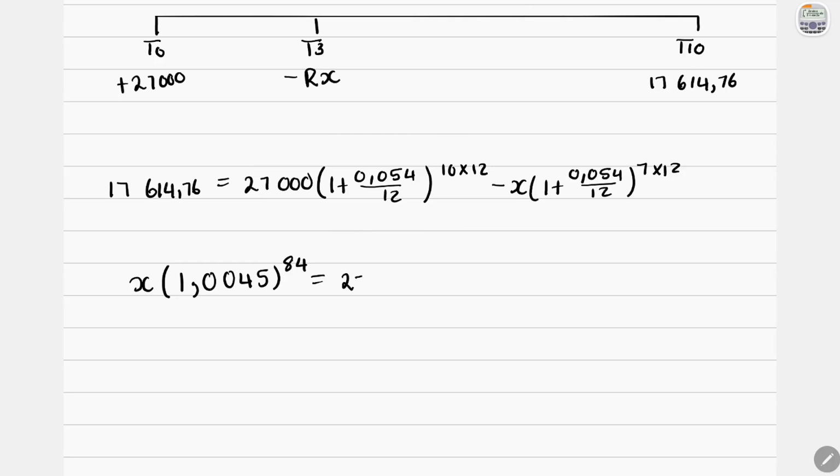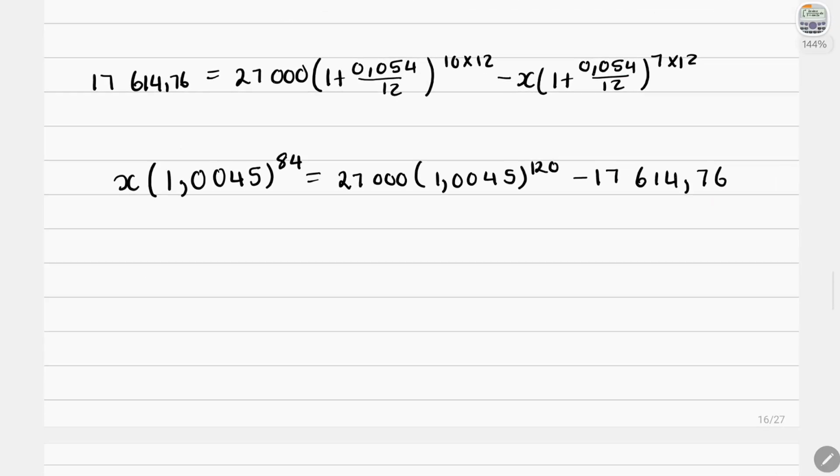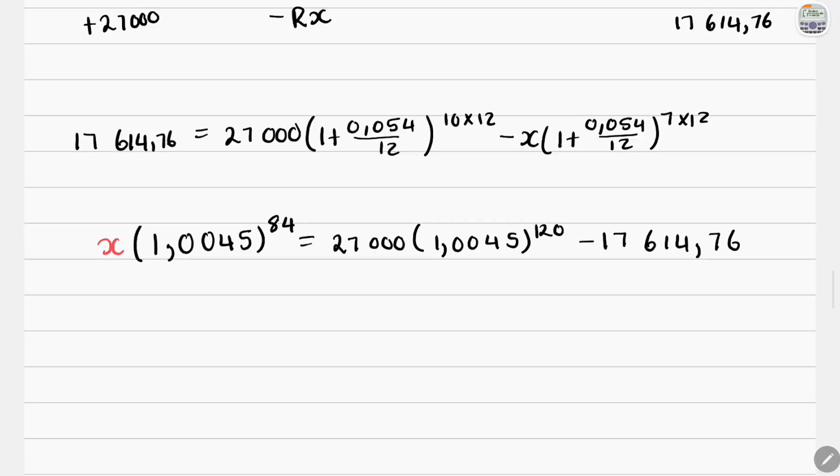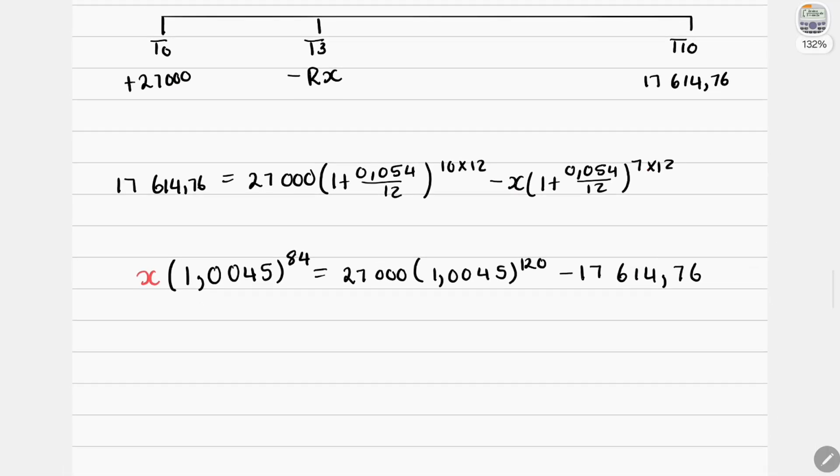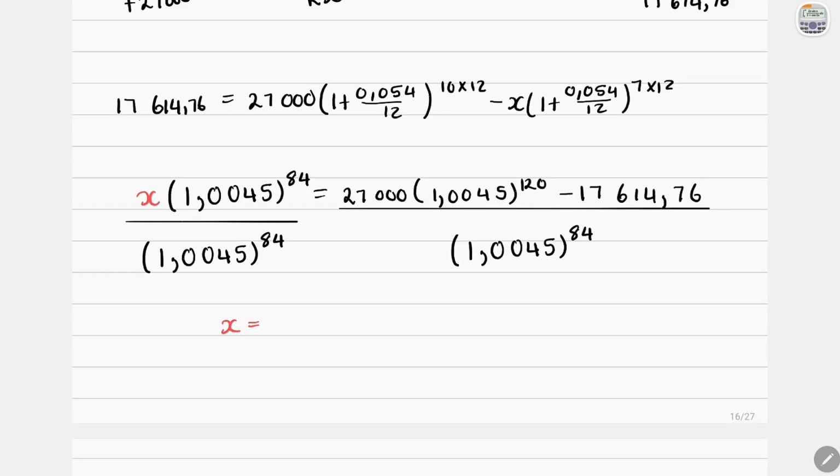We're still left with this on the right-hand side. So we'll write this as 27,000. And then this is 1.0045 raised to the power of, that's 120. And then we can just take this over. So we're transposing this, which is 17,614.76. Okay, so at this point, you see that in order to get to X, all you have to do is get rid of this number. And this is being multiplied to the X. So we need to divide by it to get rid of it. So we'll simply divide both hand sides by this number. So X is equal to, and I'll rewrite all of this and then let's put it on the calculator.